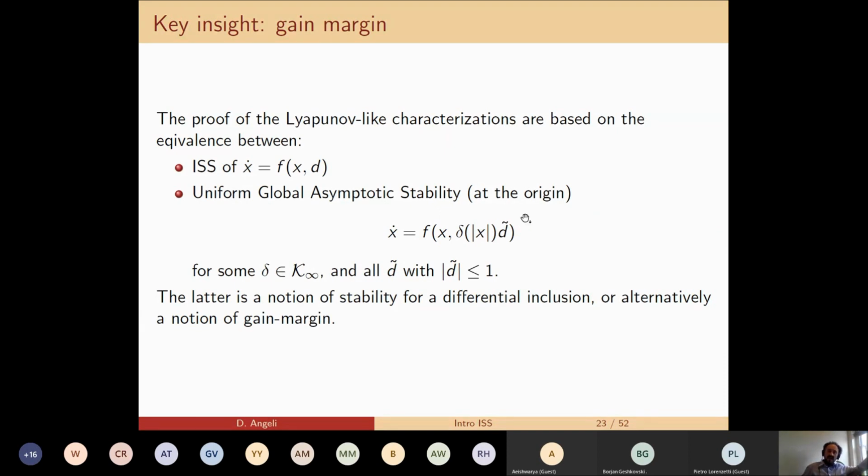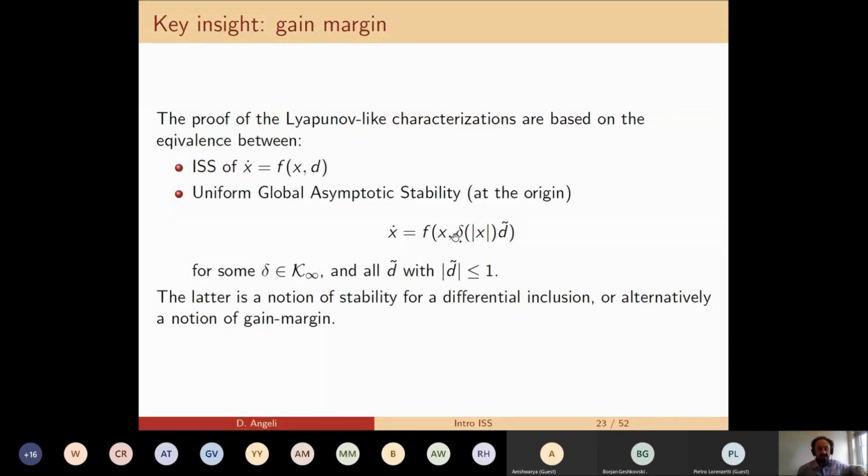So why do I call this a gain margin? Because this is saying that if I bound the gain from the state to the disturbance, so in this way, like delta of x, if I bound the gain, I can close the feedback, the system in feedback with this gain bound, and I will not destabilize it. So I will get something which is uniform, globally asymptotically stable.